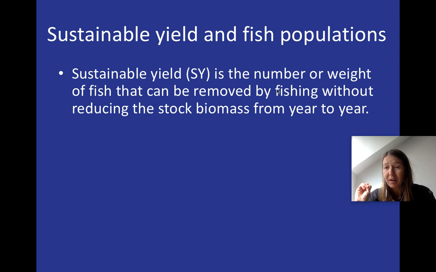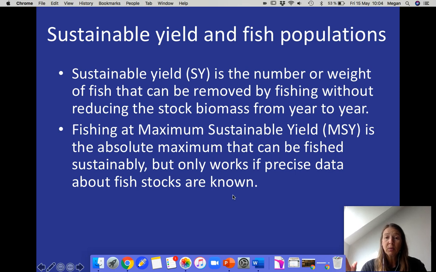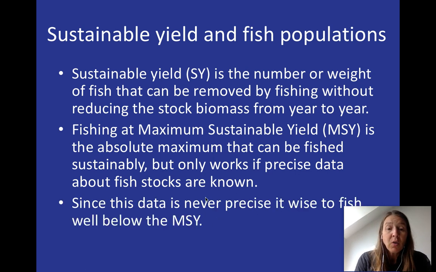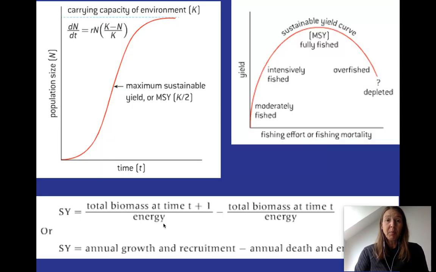How many fish can we take out and still have a rebounding population that'll be just as big as the original one? If you are fishing at maximum sustainable yield, that's the absolute maximum that can be fished, right? But the problem is that we can't determine the sustainable yield or the maximum sustainable yield without being able to count or estimate the population. And we have to be pretty darn precise if we want to not crash the population over time. Because data is never precise, it's better to fish well below the maximum sustainable yield, because if you didn't count correctly and you overfish, then you can actually crash the population, and you've lost your resource, could be permanently.